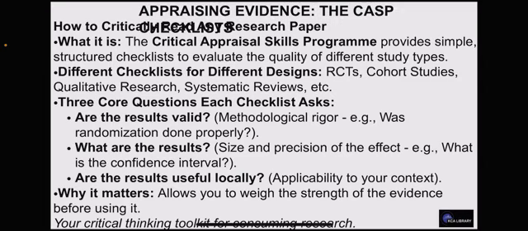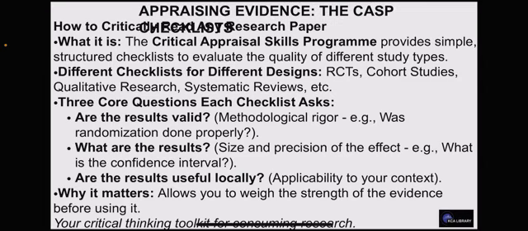How do we use the CASP for appraising evidence? That is, how to critically appraise a research paper. So what it is, is the Critical Appraisal Skills Programme. That's the CASP. CASP is the Critical Appraisal Skills Programme that provides simple structured checklists to evaluate the quality of different study types. So these are different checklists for different designs. We have RCTs, cohort studies, qualitative research, systematic reviews, and the like.